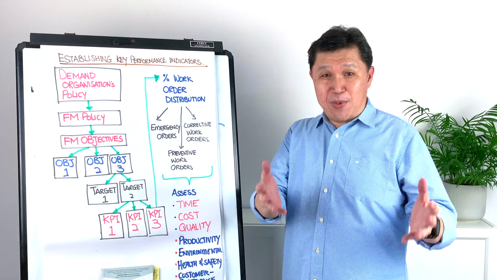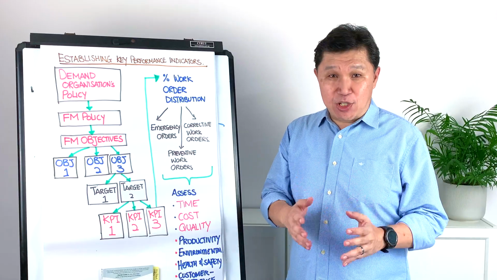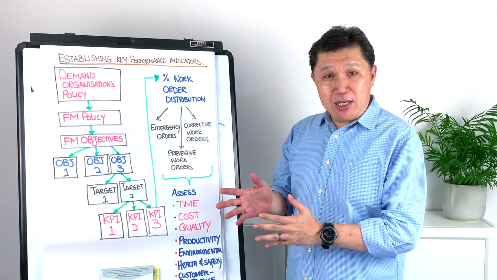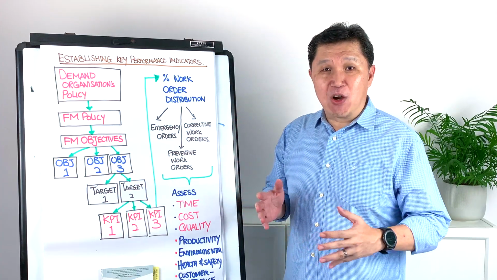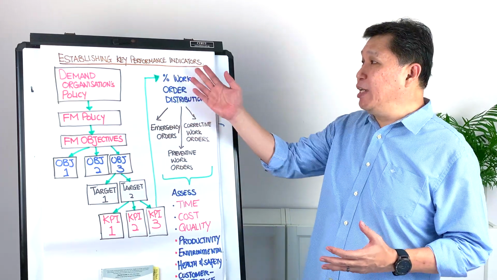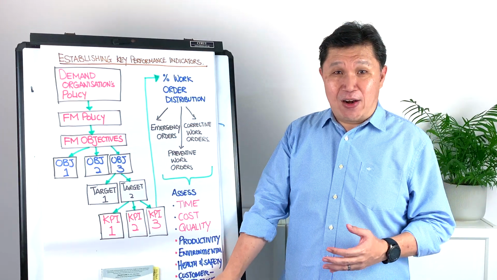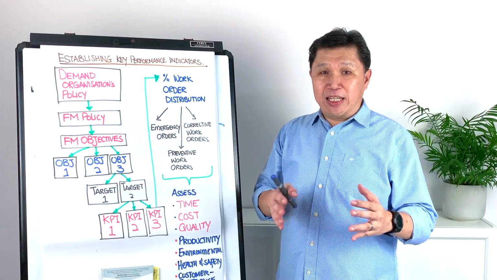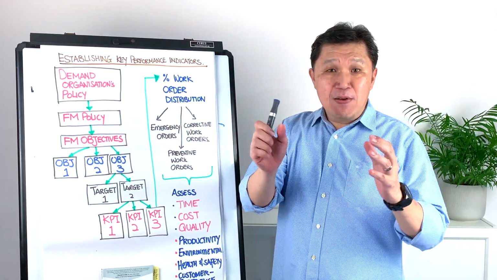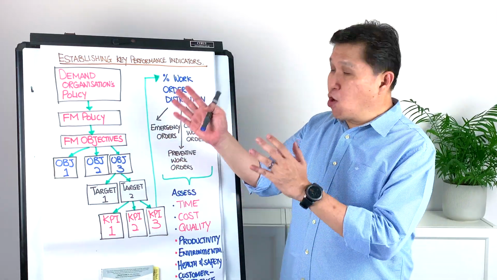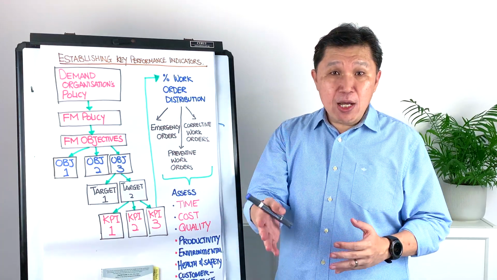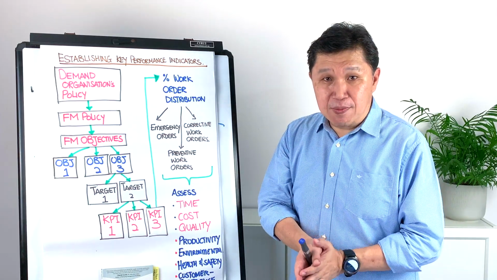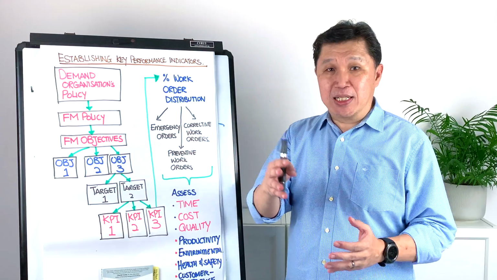For those who have been following, in the last session I shared on benchmarking for FM, and this week I'll be sharing on how to go about establishing key performance indicators. All right, just a quick recap on the previous video that I shared on the alignment of the FM function with the demand organization, whether it's the owner or the employer for the FM services. That means either in-house or external contractors.